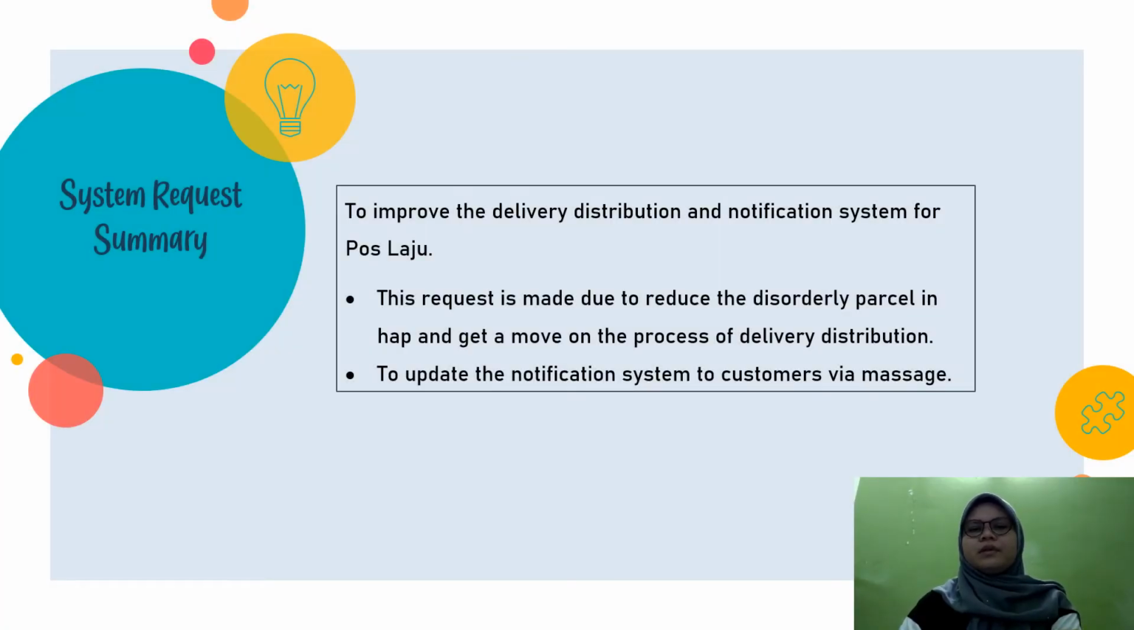System request summary. Pos Laju has made a request to improve the delivery distribution and notification system to customers. This request is made to reduce the disorderly parcels in the hub and speed up the process of delivery distribution. At the same time, they want to update the notification system to customers by message.